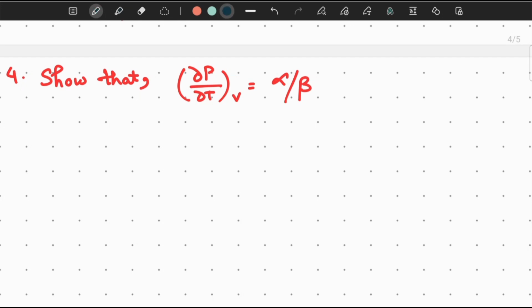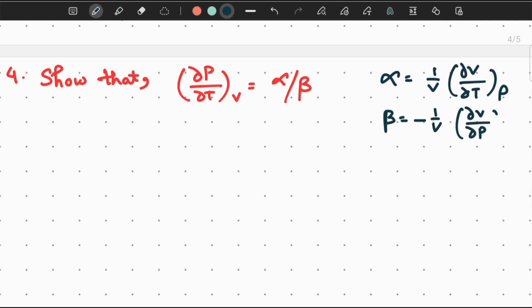One thing we can do here, we know what alpha and beta are: alpha is 1 by V del V del T at constant P, and beta is minus 1 by V del V del P at constant T. How can you remember these things, what is alpha, what is beta? 1 by V is there for both cases, and for beta it is always negative. It's correct. But how can you remember that?